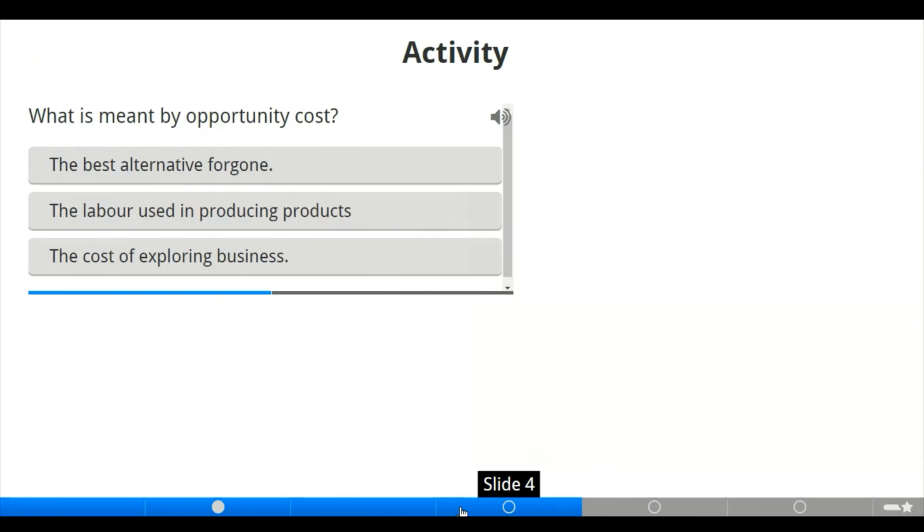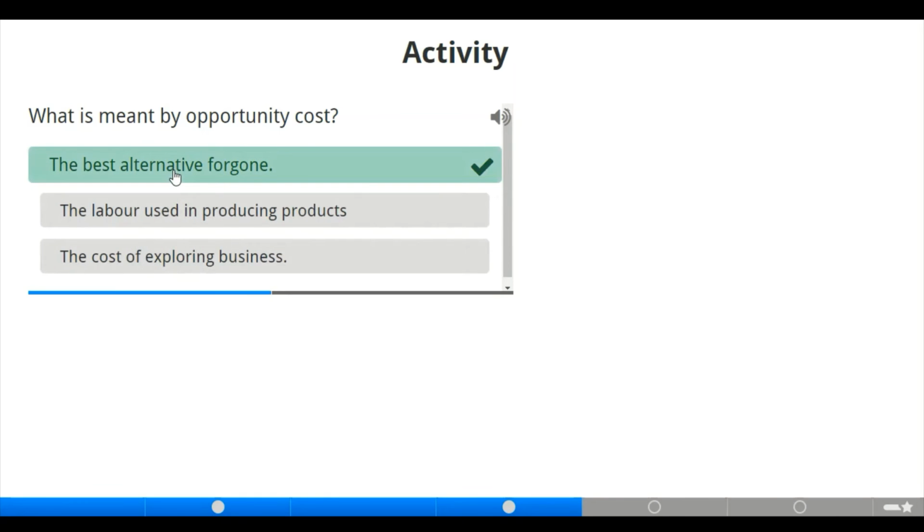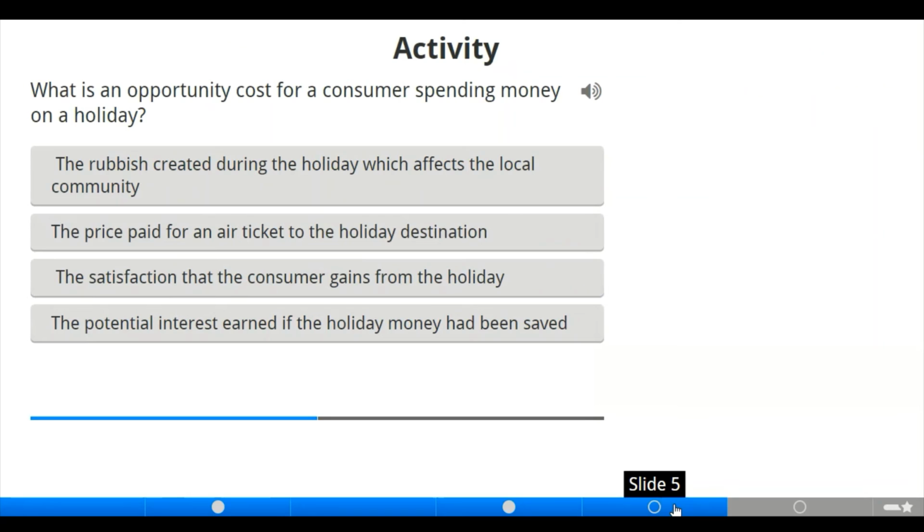Moving to the next slide, where we have just one activity about what we have said earlier. What is meant by opportunity cost? 1, the best alternative foregone. Is it? Let's move on. The labor used in producing products? No. The cost of exploring business? The correct answer should be the best alternative foregone. Wow, amazing.